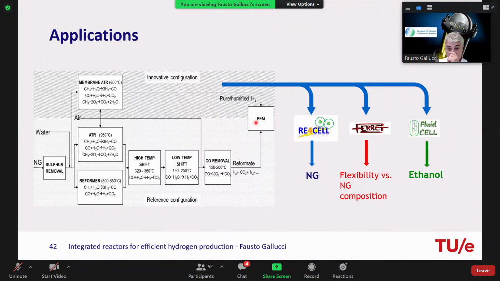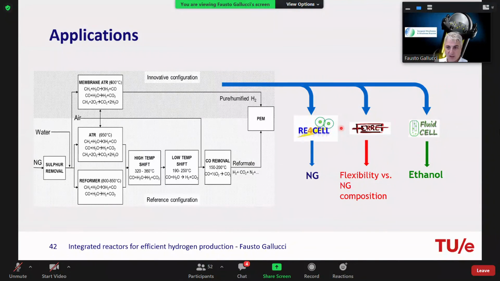So in the different projects, what we did in Refor-cell, we just tested that this is possible. In Ferret, we took different natural gas compositions to see if the membrane reactor would resist a different concentration. And then in Fluid-cell, we took out the natural gas and we started with ethanol.